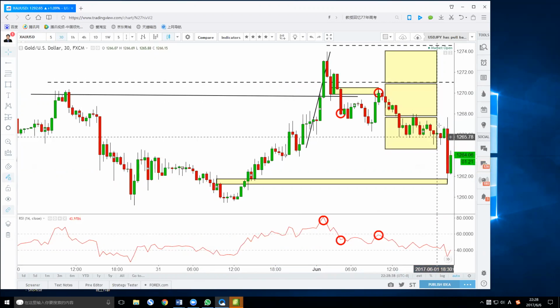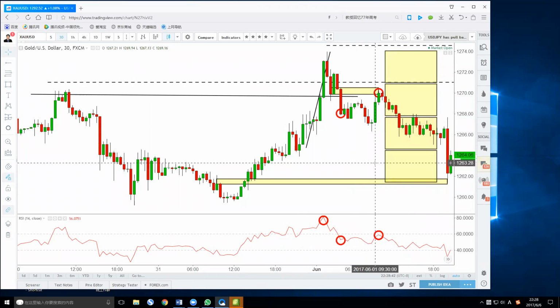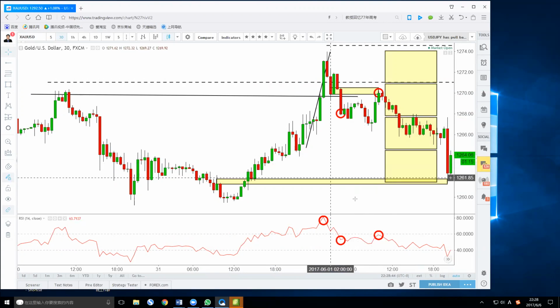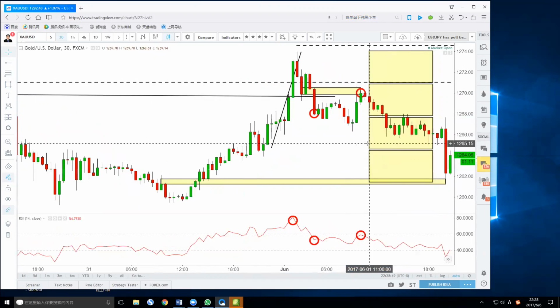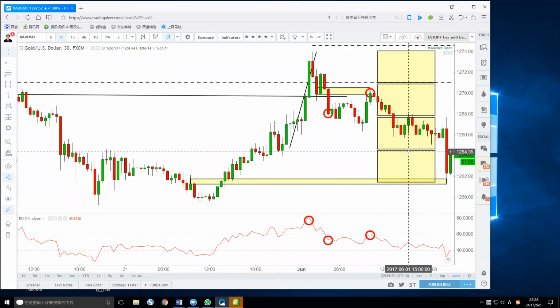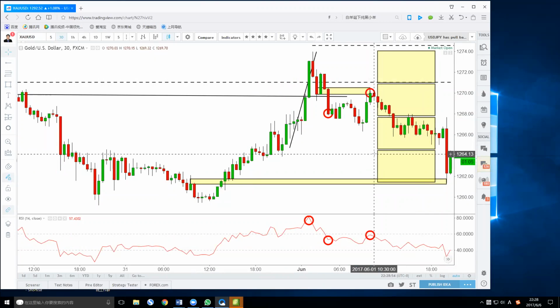Reply to me if you get it. Especially for those new friends here, maybe this is the first time that you are learning about the RSI. This theory is very, very useful. It helps you to filter a lot of trades that will keep hunting your stop loss.